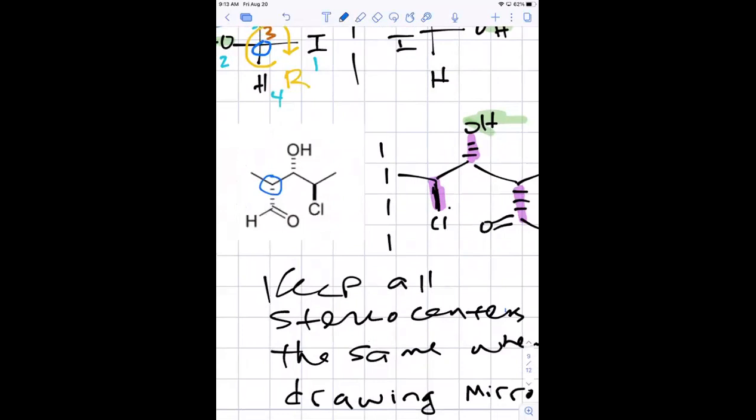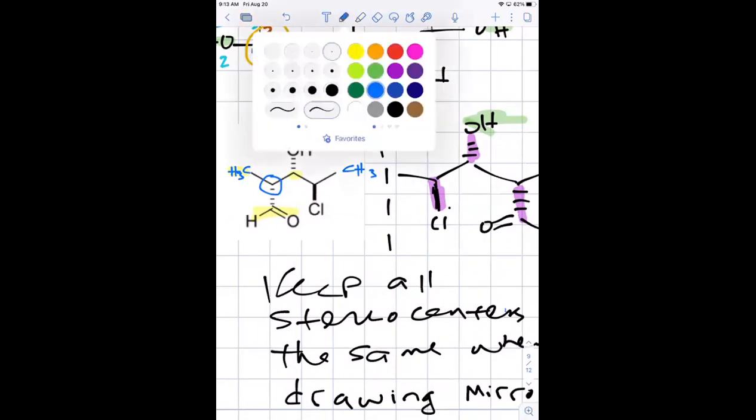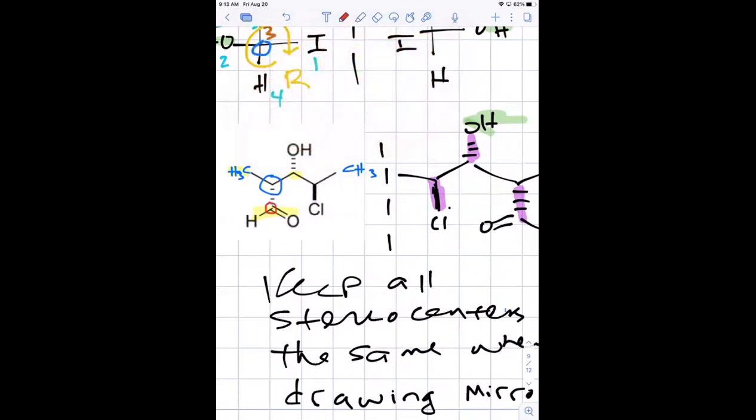We've already drawn the mirror image. I have a methyl group here, I have one here, and then an aldehyde, and then this carbon right here. So if I prioritize those, which one do you think is going to be one? You got a carbon here, and all three of your groups here are carbon, right? But the carbon where the alcohol is has one bond to oxygen.